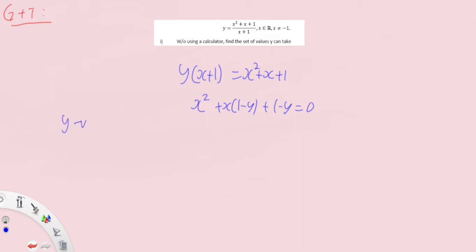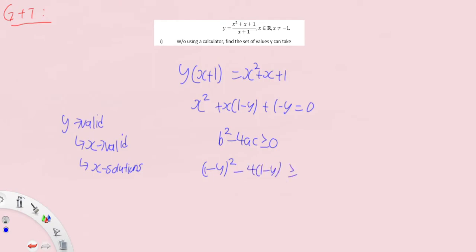So I'm going to write that relationship for you. y is valid, which means that x is valid. If x is valid, there are x solutions for our y. So that means if there are x solutions, it will simply mean that b squared minus 4ac is bigger than or equal to 0. Then from here, we just put in our b, a, and c. (1 minus y) whole thing squared minus 4(1 minus y) is bigger than or equal to 0. Factorize out 1 minus y. I get (1 minus y)(1 minus y minus 4), so I get (1 minus y)(minus 3 minus y) bigger than or equal to 0.